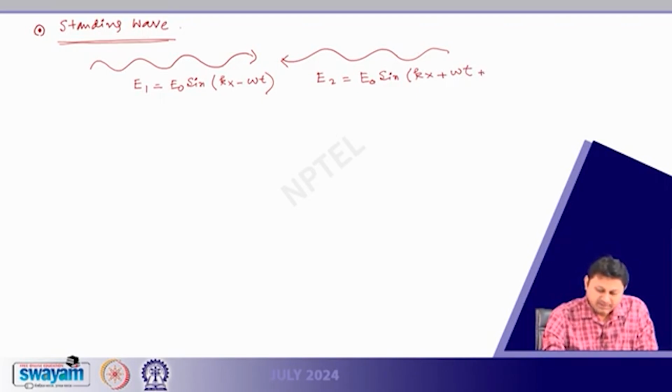With a phase, let me add an additional phase, since the wave moving in the opposite direction may have an additional phase, and we write this as phi r, which is the relative phase. So phi r is the relative phase between these two waves.